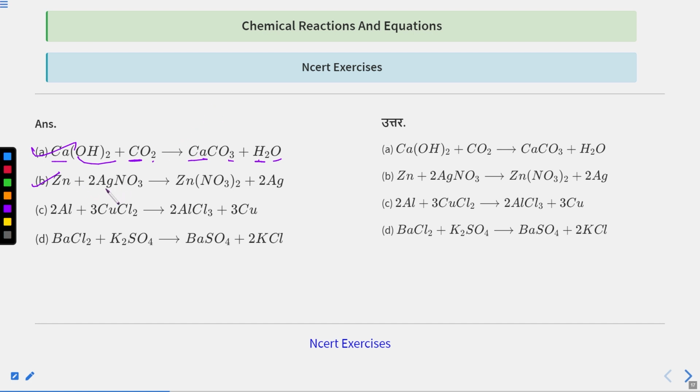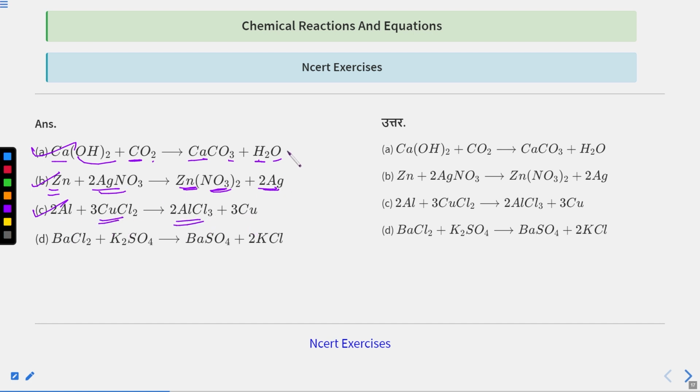Like Zn plus 2AgNO3 gives Zn(NO3)2 plus 2Ag. So 2 silver, 1 Zn, 1 Zn, NO3 2, NO3 2. This is balanced, not already; we have put 2 in front of AgNO3 and 2 in front of Ag, on the product side Ag and on the reactant side in front of AgNO3. Then 2Al plus 3CuCl2 gives 2AlCl3 plus 3Cu.